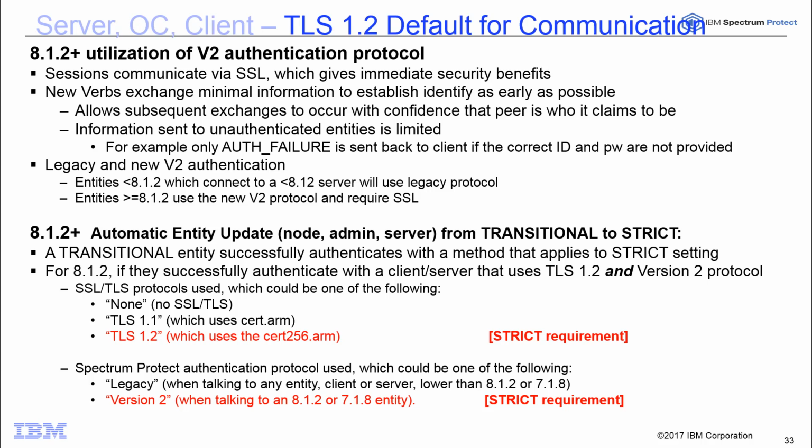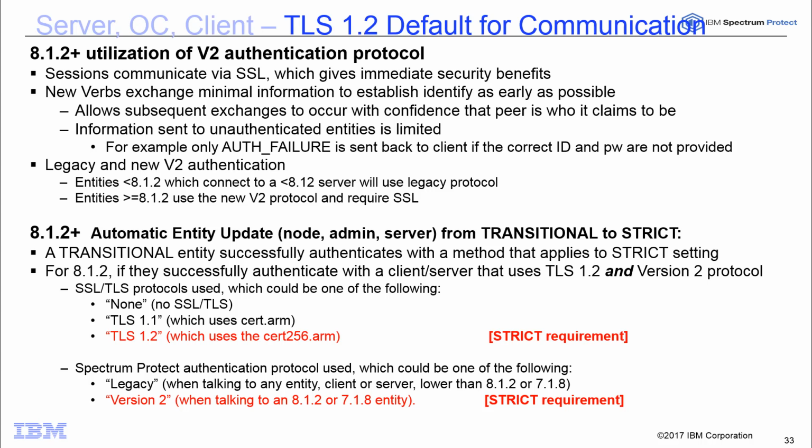So for example, if you have a client trying to connect into a Spectrum Protect server and it gives the wrong password or it gives the wrong node name, we're simply going to send back an auth_failure return code. Instead of sending back information like, oh, wrong password, try again, we're not going to give back that kind of detail.